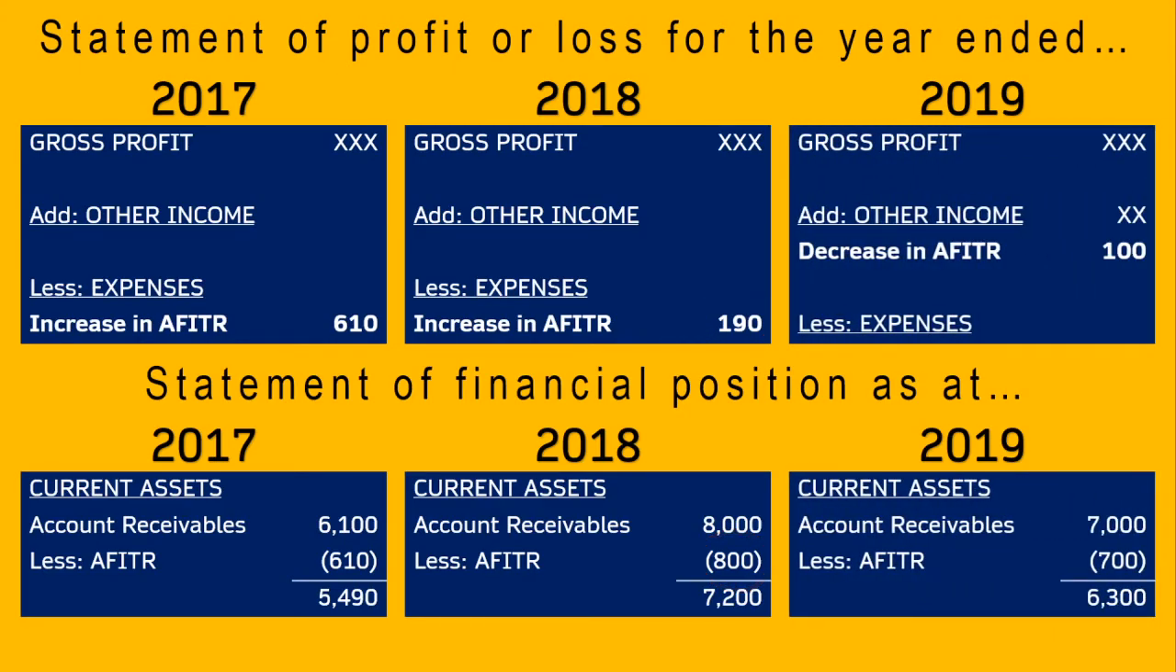For 2019, we want to reduce the allowance for impairment of trade receivables by 100, so that the balance of allowance for impairment of trade receivables will be 700. So this time when we want to reduce it, it will be treated as an income. As you can see from here, 800 reduced by 100, and then the allowance for impairment of trade receivables will now be 700. Let's continue with one example.